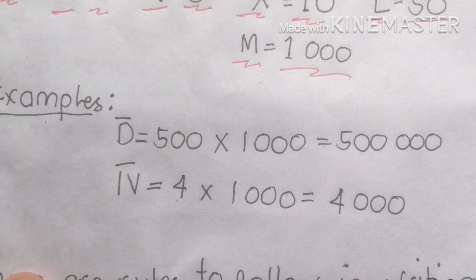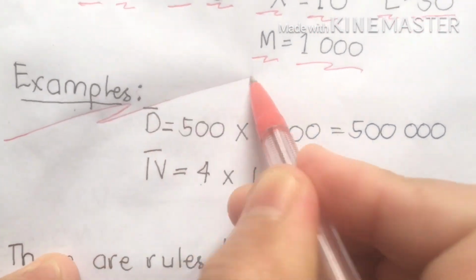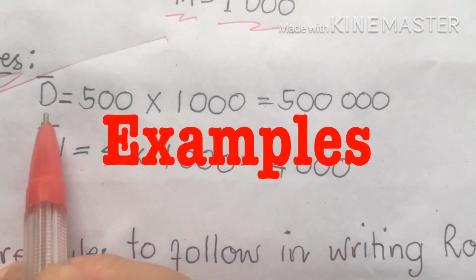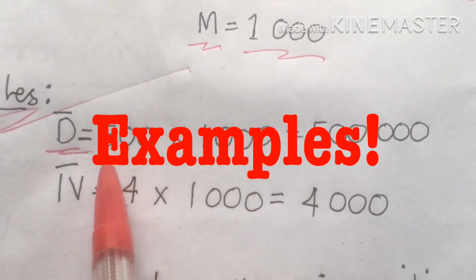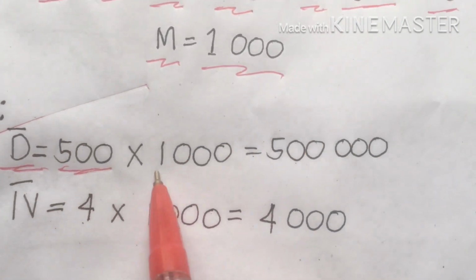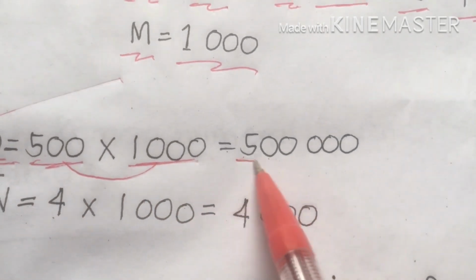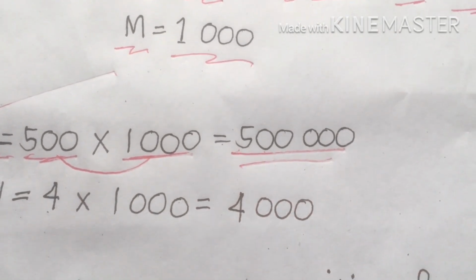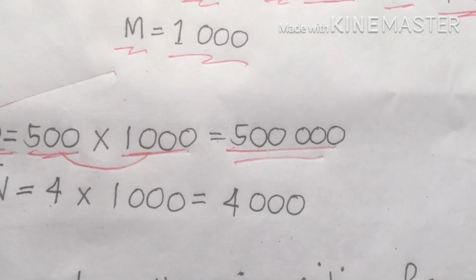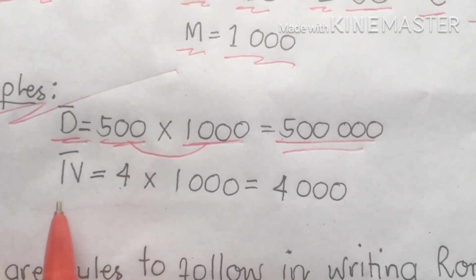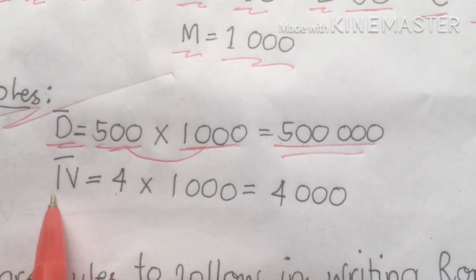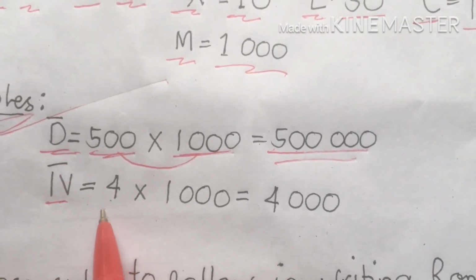Let's have first an example. Our example, we have D is equal to 500 times 1000. If we multiply, class, we get 500,000. We have here I and V, so we have 4.